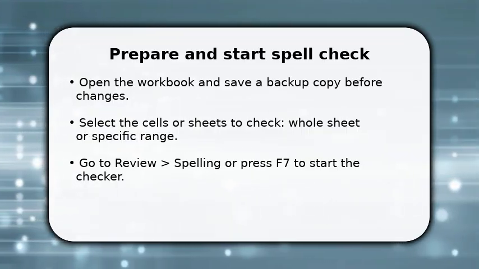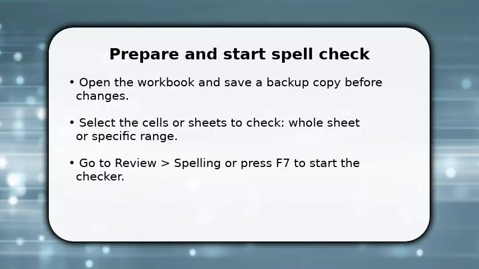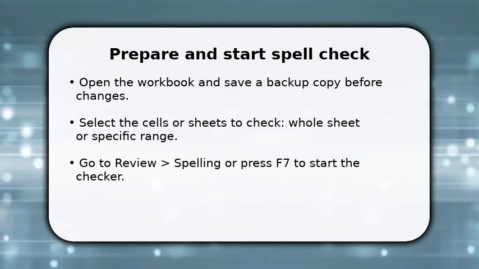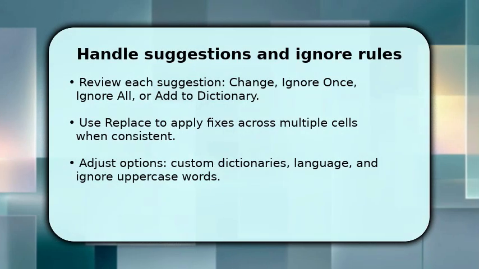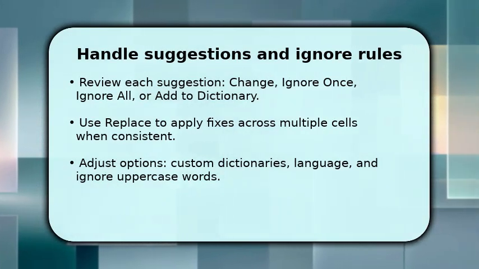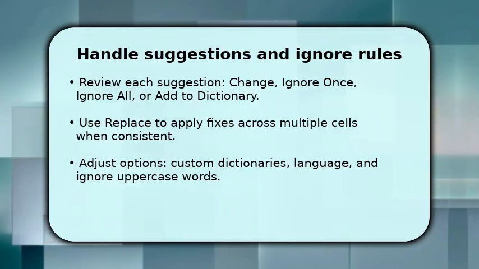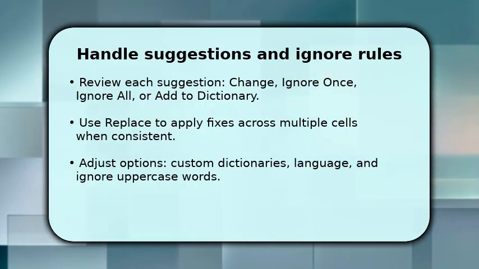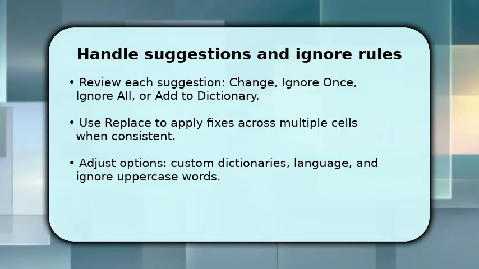The initial run will highlight the first suspected error and offer suggestions right away, so be ready to accept or change replacements. As the checker moves through results, read each suggestion and decide. Change to apply, ignore once if context differs, or ignore all for deliberate spellings. You can add to dictionary for company names or product terms to avoid future flags. Once done with a proposed correction, use replace or change all cautiously to update multiple cells.